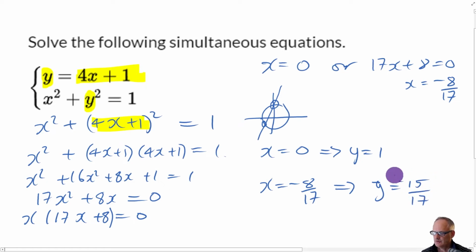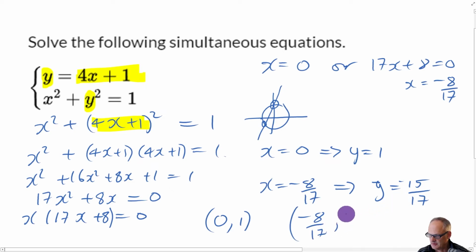If you can't do that all in your head, it's perfectly okay to do that on your calculator. So the points, if you want to give coordinates, are (0, 1) and (minus 8 over 17, minus 15 over 17).